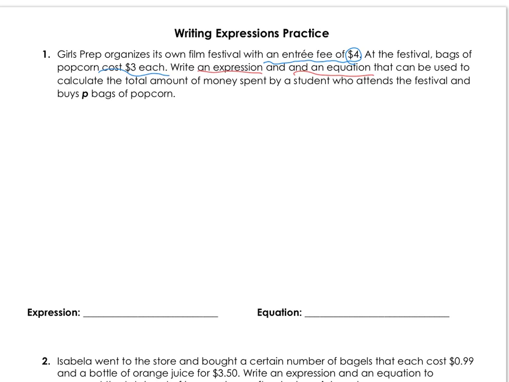So what are we trying to find here? We're trying to find the total amount of money spent by a student who attends the festival and buys P bags of popcorn. Clearly, when it says P bags of popcorn, we don't know the number of bags, right? Could be 1, could be 2, could be 5. So the expression for this is pretty straightforward. We have our entry fee. That's how much we paid, which was $4.